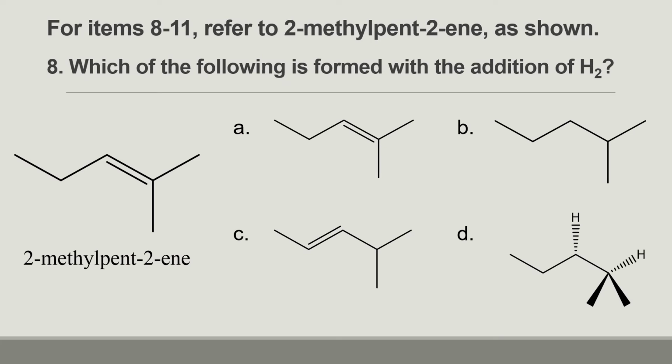Number 8. For items 8 to 11, we will refer to 2-methylpentane. So ito yung structure niya. So which of the following is formed with the addition of H2? So di ba usually kapag may alkene ka, ang nangyayari lang doon is na-eliminate yung double bond mo. Dahil nag-attach si hydrogen doon sa magkabilang dulo. And nawawala si double bond.